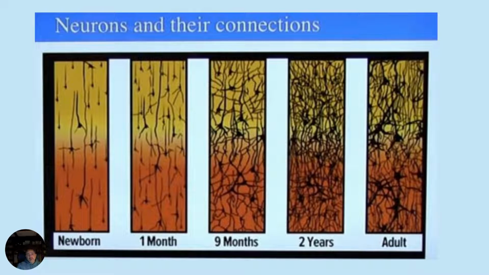This is what we're looking at: neurons and their connections. We're looking at an actual image of newborn brain connections on the left side of this slide, and on the opposite side, the adult brain. In between, you have one month old, 9 months old, and 2 years. You can see how the connections are forming, how neurons are building their connections, and how it all becomes a more complex web as you grow older.